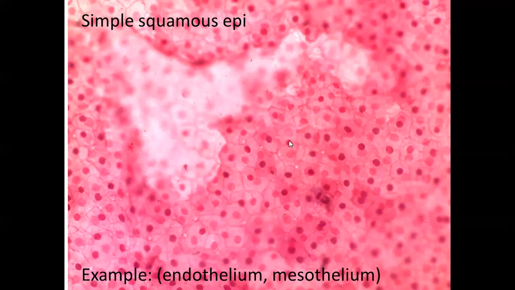The nucleus is centrally located. Examples of this type of epithelium are the endothelium lining the blood vessels, for example, artery, vein, and arteriole, the small artery. Another example is the mesothelium lining the body cavities. These two are examples of simple squamous epithelium: flattened cells with a centrally located nucleus.